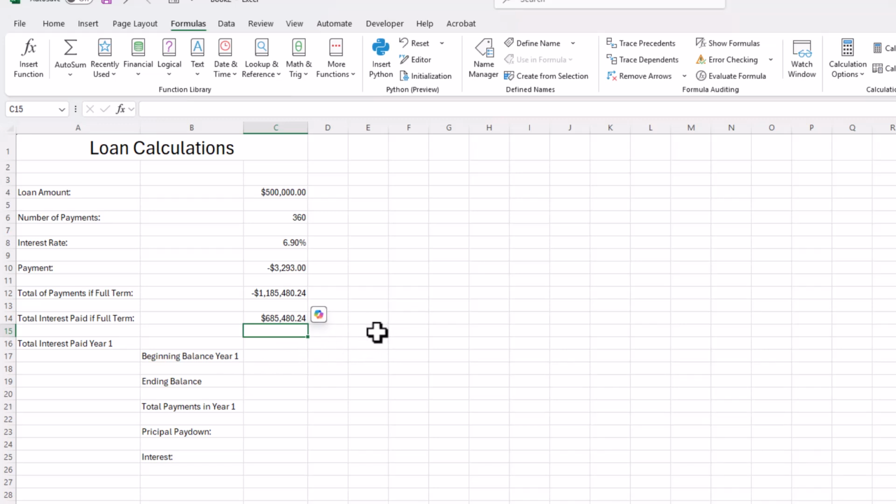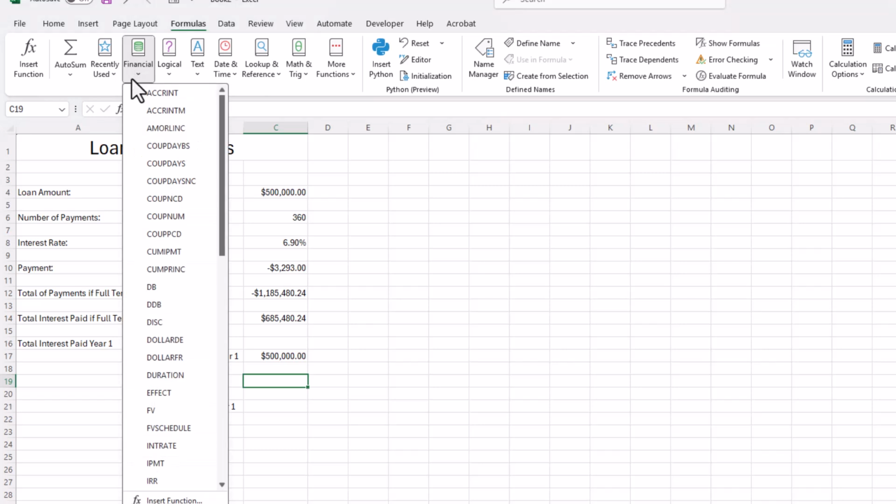Here are some interesting questions. First of all, what was the interest paid during year one? Well, again, it may sound difficult, but it's not. So what was the beginning balance? $500,000 and then the ending balance. When calculating the ending balance, we use the present value formula. So let's do that. Go up to Formulas, Financial, and then the PV.